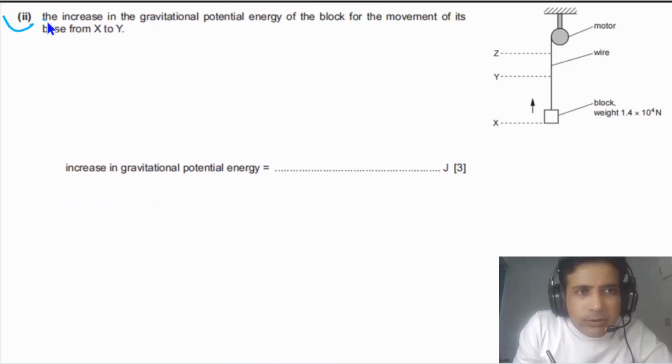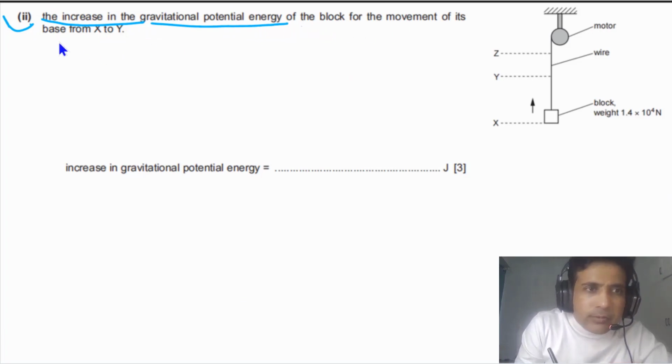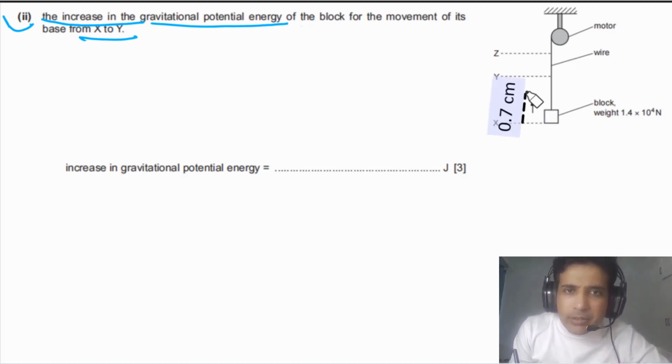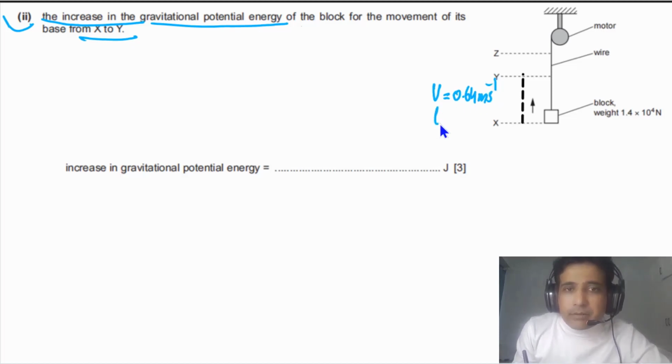For the second part, we need to calculate the increase in the gravitational potential energy of the block for the movement of its base from X to Y. Means when the block moves from X to Y, from here to here, what is the increase in gravitational potential energy of the block? But for this case, it is given to us when the block moves from X to Y, the speed of the block is given to us. Speed of the block is 0.64 meters per second. And the time taken from X to Y is also given. That is equal to 0.49 seconds.